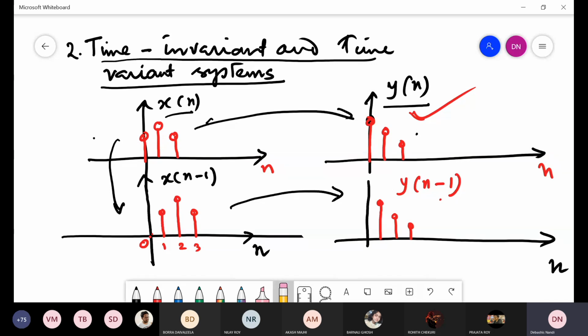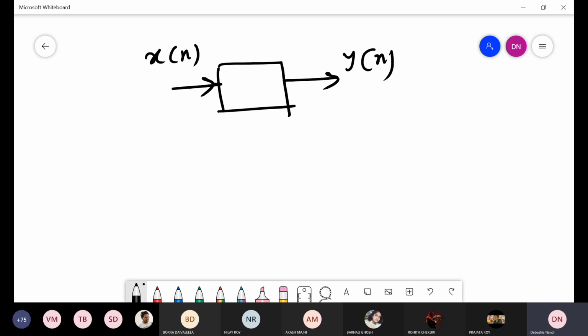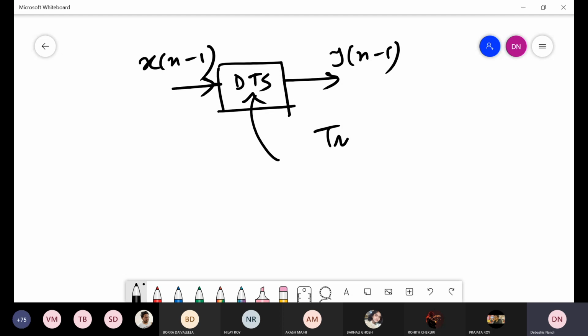Mathematically, we can write it this way. Suppose a signal x[n] is applied to the input of this DTS, and at the output you get y[n]. Now you shift the signal and apply x[n-1] at the input, and if the output is y[n-1], that is, the output is also shifted by the same amount, then this DTS is called a time invariant system.